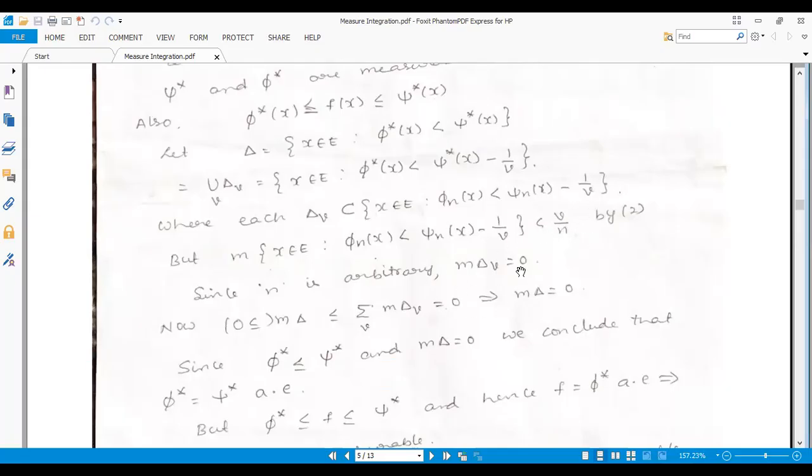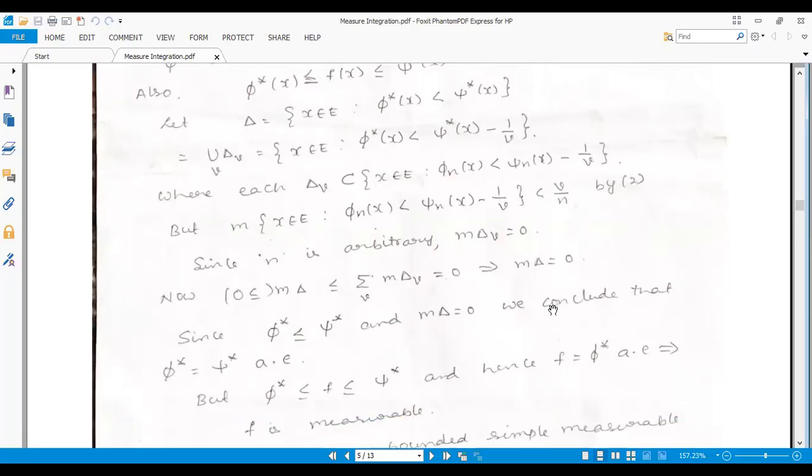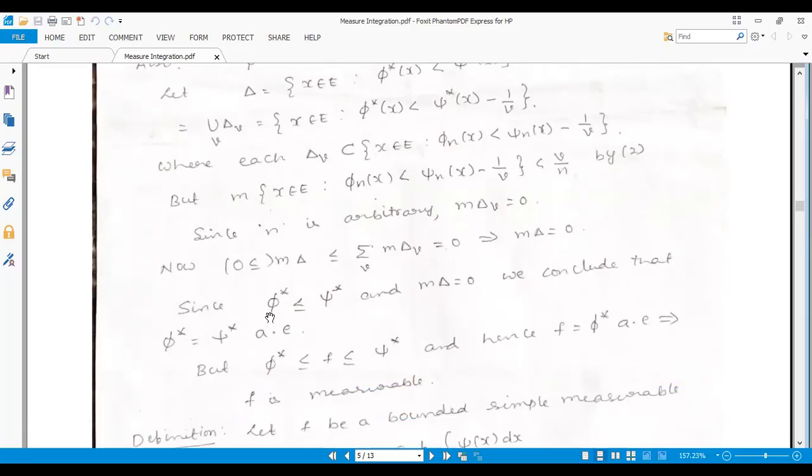Since it is a finite singleton set, the measure is 0. The measure of delta is 0, so since phi star is less than or equal to psi star and the measure of that set is 0, we conclude that equality holds almost everywhere. But phi star is less than or equal to f, so definitely f is equal to phi star almost everywhere. This means that f is measurable.